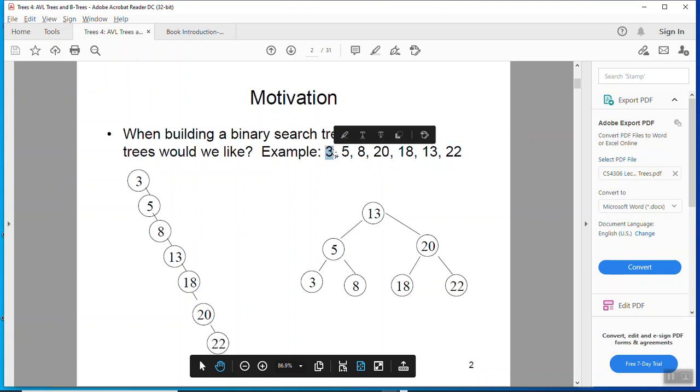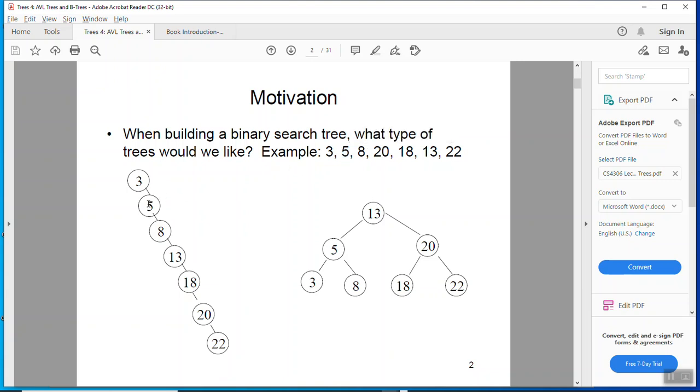So the first element comes as 3, then it becomes the root. The next element, 5, is greater than 3, so it goes to the right side, and so on. And this tree is an imbalanced binary search tree. That means its height is n. But the right side one is a balanced BST. As we see, the nodes have the same data values, but they came in a different order.